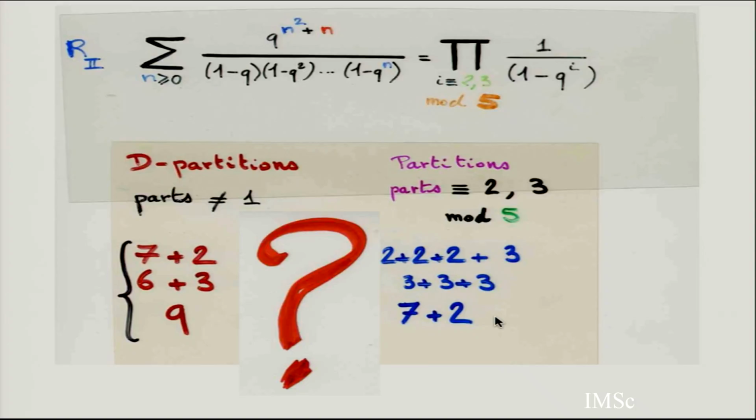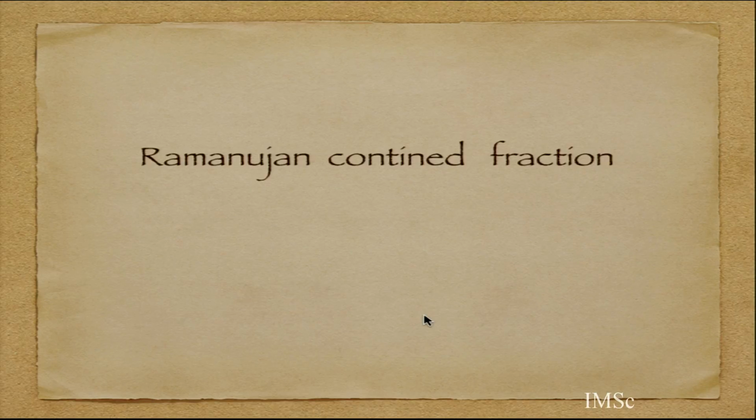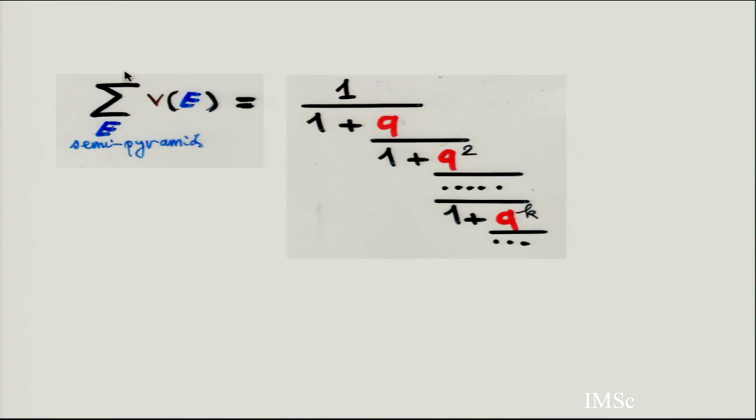So a few words about continued fractions, heaps and continued fractions. In fact, I have the Ramanujan continued fraction. I claim that the generating function for semi-pyramids, the sum of the weights of all these semi-pyramids, is exactly equal to this.